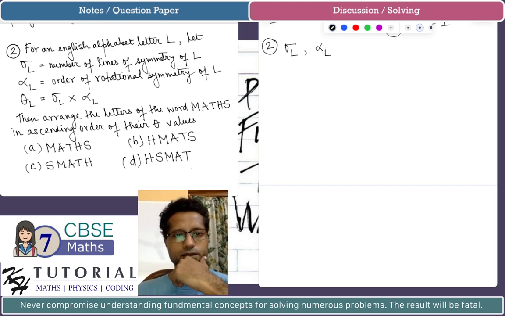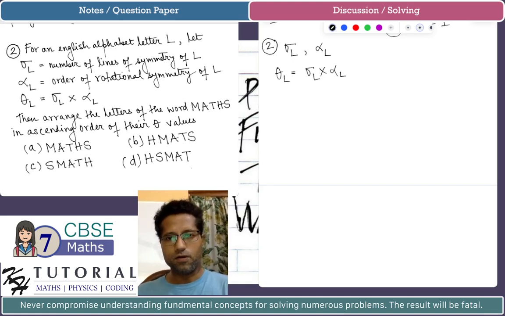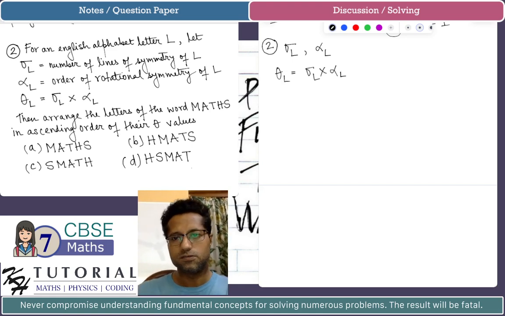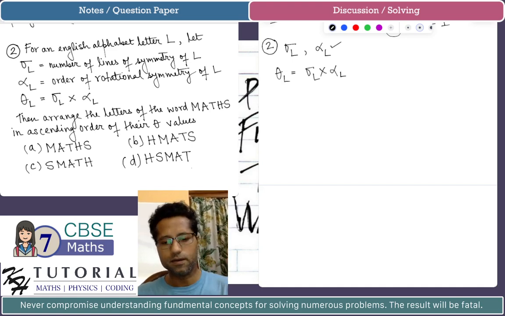Okay, and there is another symbol, theta. This symbol is known as theta. Theta subscript L is given a formula. This is equal to sigma L multiplied by alpha L. So for any letter, L represents any English letter. Sigma L is representing the number of lines of symmetry of that letter. Alpha L is representing the order of rotational symmetry of that letter, and this theta L is a formula. It is just sigma L multiplied by alpha L.